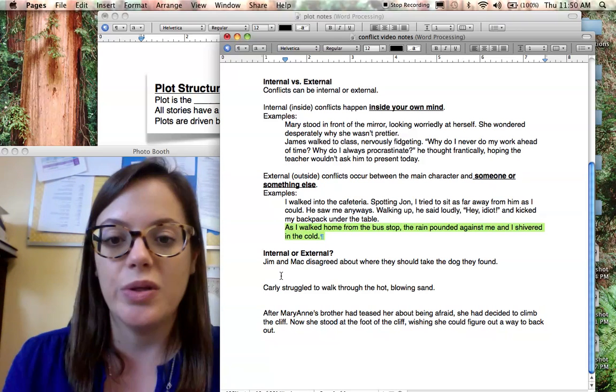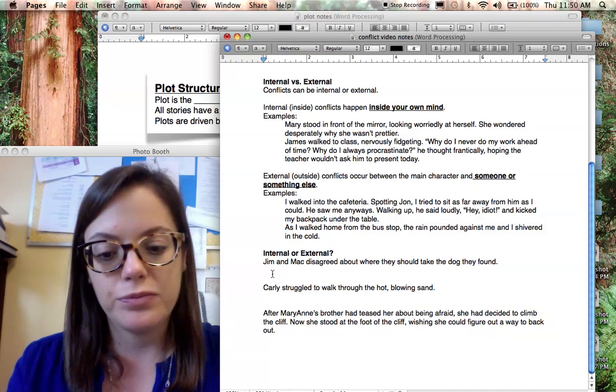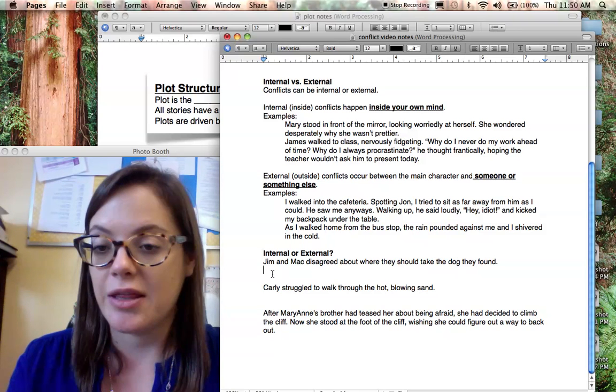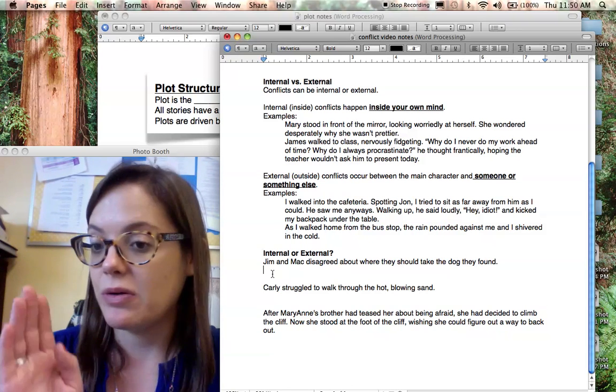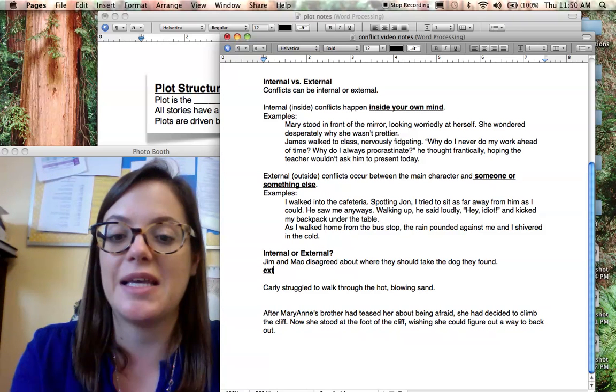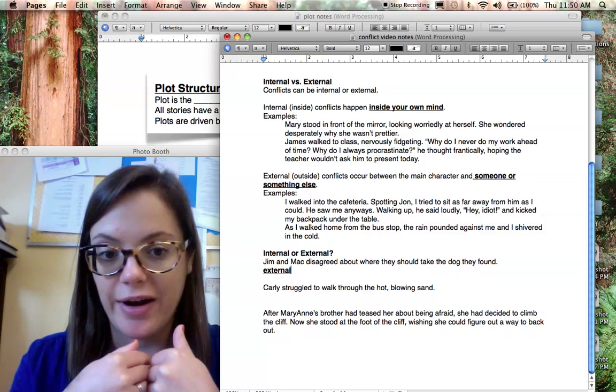Okay, so let's look at some examples here and decide whether they're internal or external. Jim and Mac disagreed about where they should take the dog they found. So we have two people, Jim and Mac, and they're in a disagreement with each other. I'm going to say that it's external because it's happening outside of themselves. It's not just going on inside their own heads.